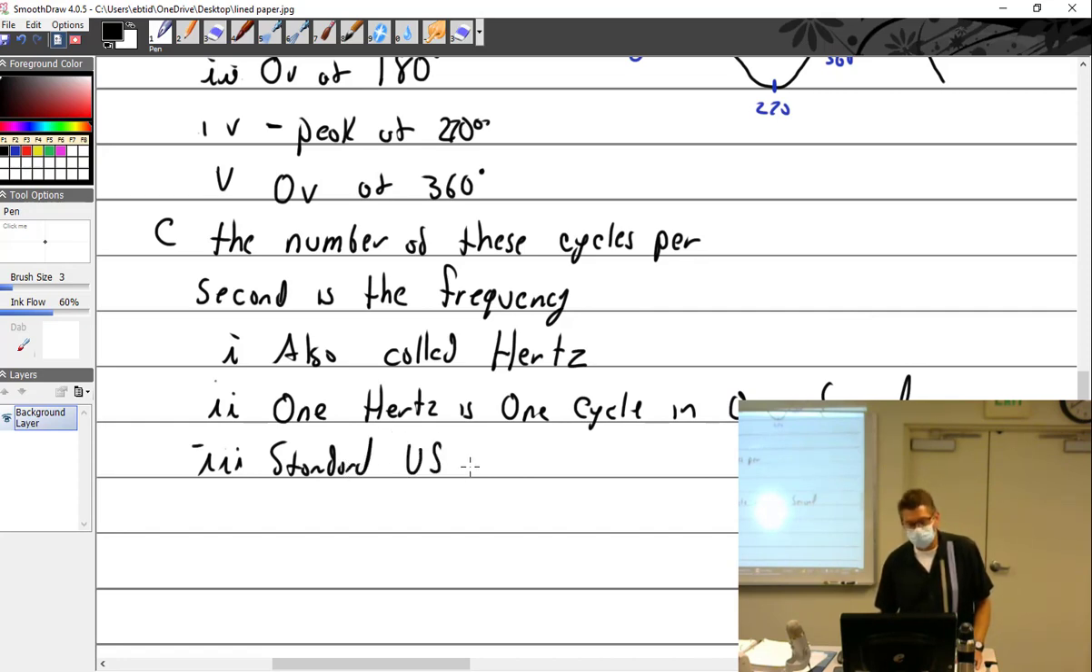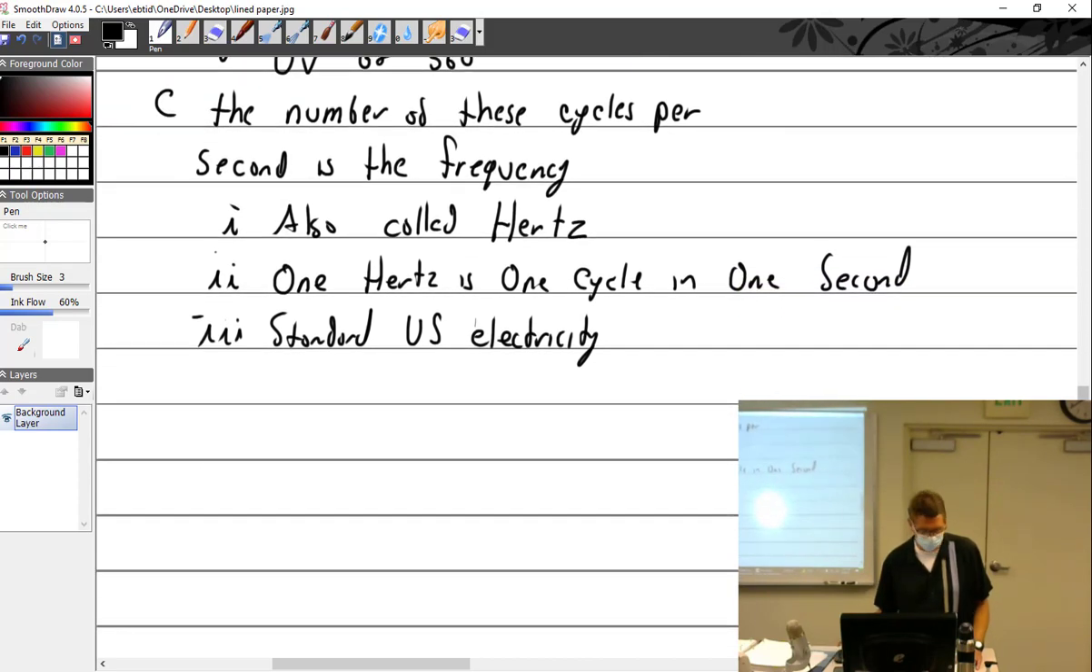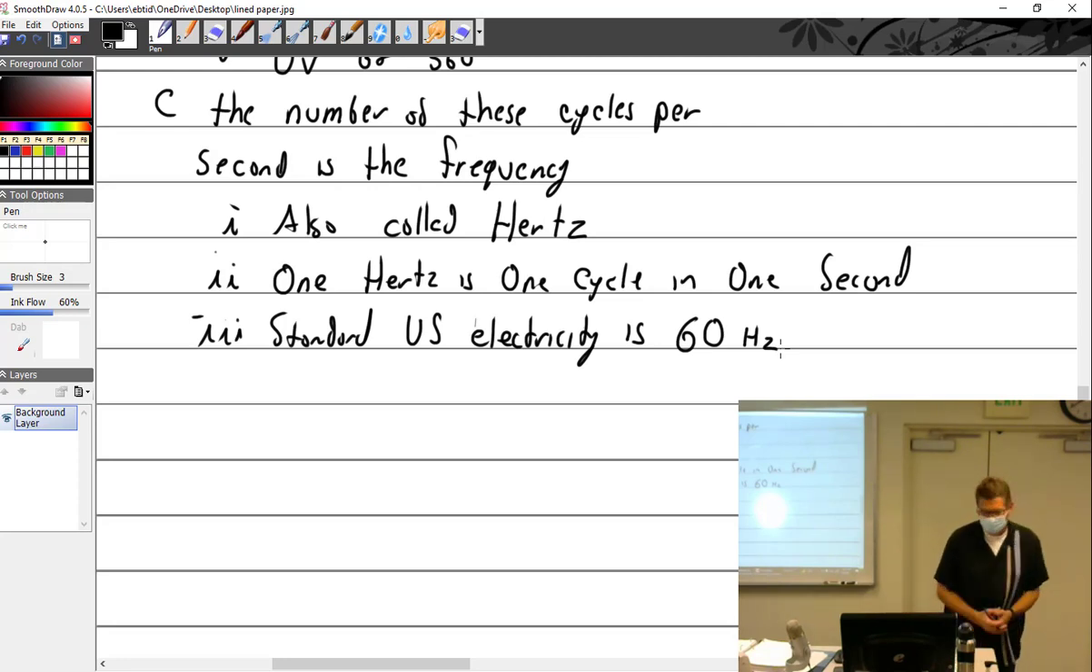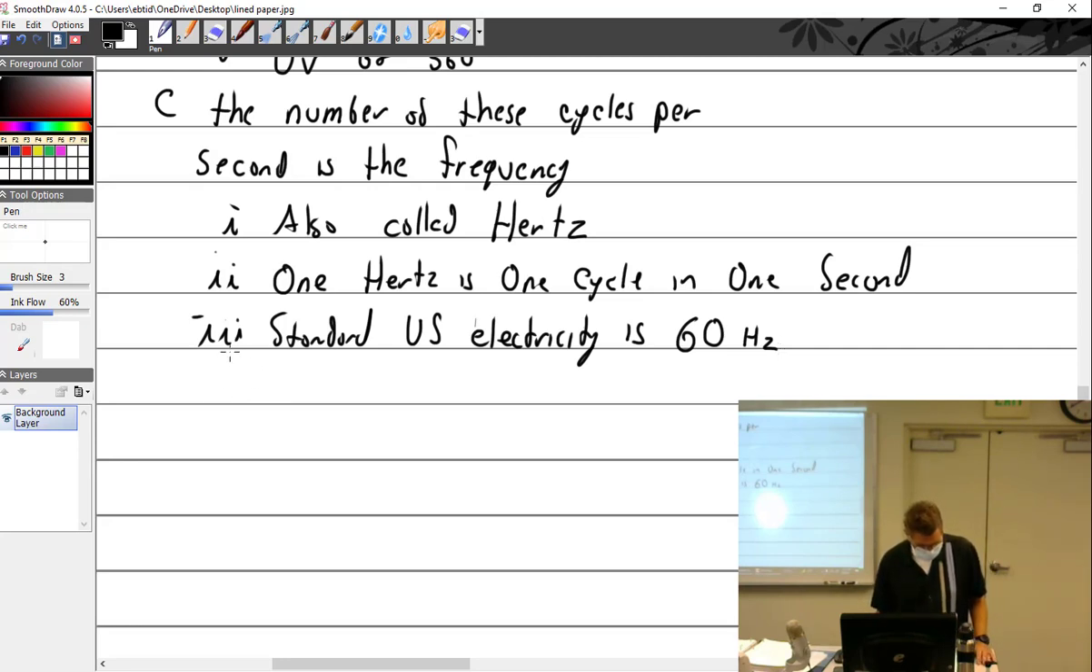Standard U.S. house electricity is 60 Hertz, Hz, which means we have how many cycles in 1 second? 60. All right, you guys are really picking it up. So 1 cycle is 1/60th of a second.